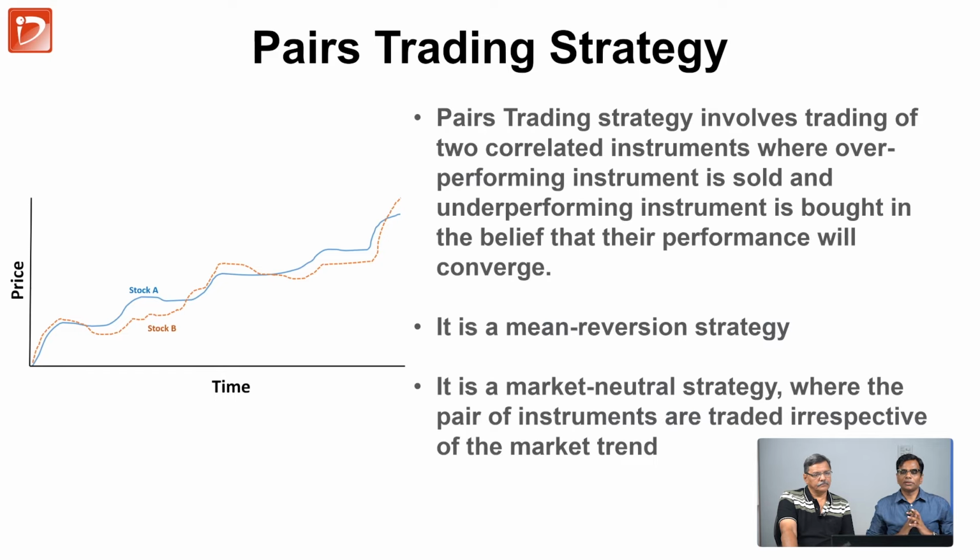So pairs trading strategy involves trading of two correlated instruments, where the overperforming instrument is sold and the underperforming instrument is bought, in the belief that their performance will converge. So if two stocks diverge in their performance, we are going to sell one, the overperforming one, and buy the underperforming one, hoping that they are going to converge and we benefit from that convergence. This is nothing but a mean reversion strategy. So in a way, you can say it is a pullback strategy for both stocks.